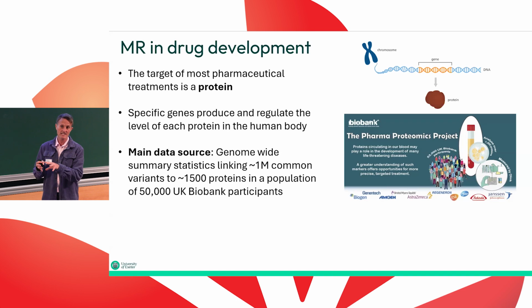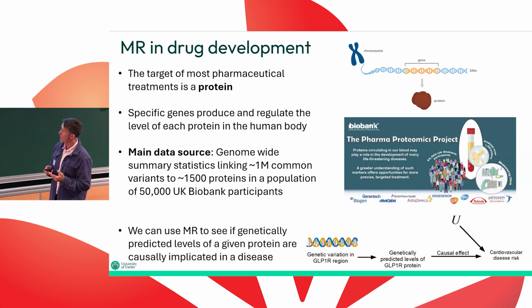And this is a subset of 50,000 people in UK Biobank, where we have also measured not only their genetics, but the levels of circulating proteins for about 1,500 proteins from their blood. So we can link their genetics to around 1,500 proteins. We can try and use the principles of MR to find good drug targets for a range of different diseases.